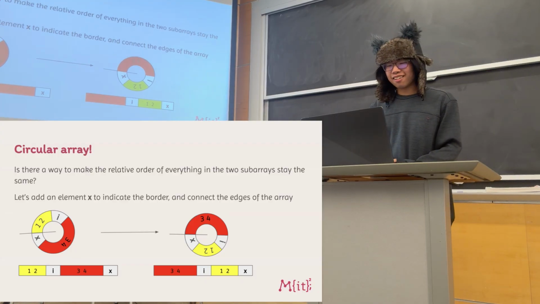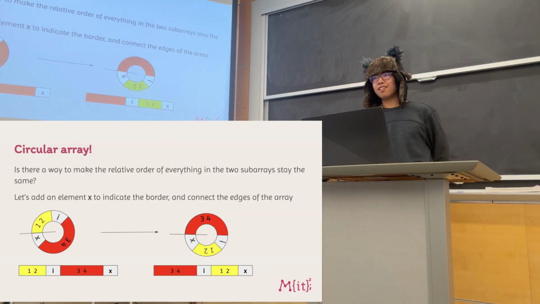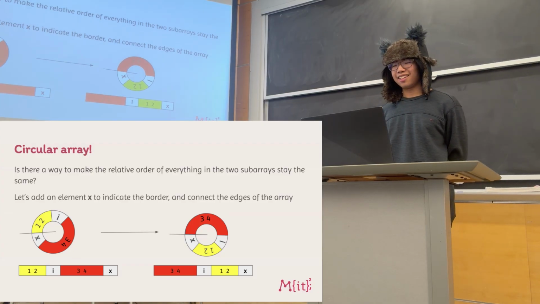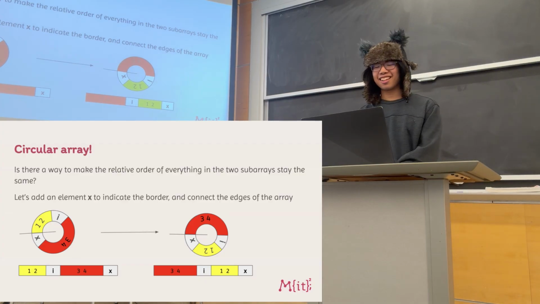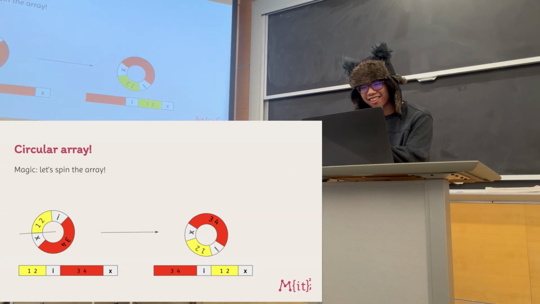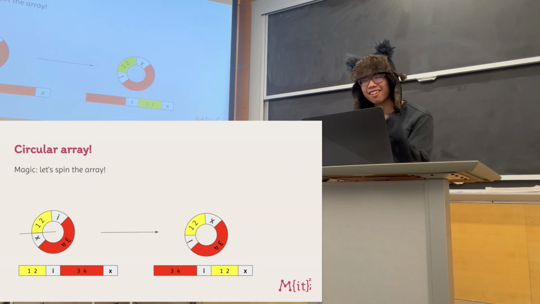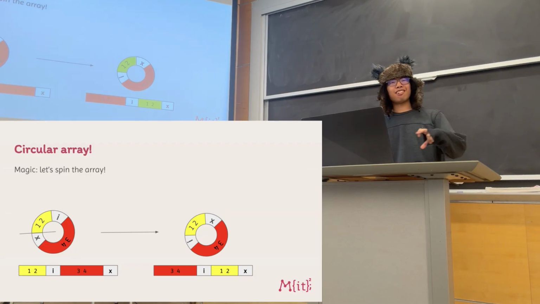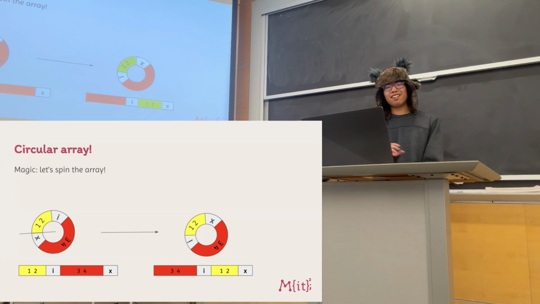So does anyone notice anything about these cyclic arrays? Yes, that's the key. So we could actually rotate the cyclic array on the right to make it look like the cyclic array on the left. And then what happens is X and I are swapped. So instead of swapping two subarrays, now we're just swapping two elements, the index I and whatever border element we have.